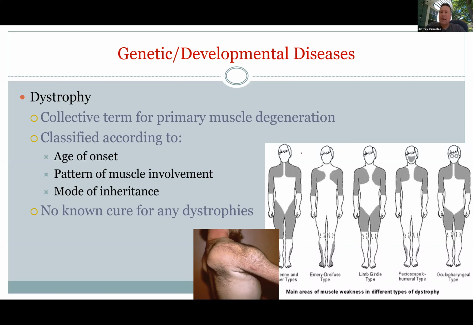There are so many different types. It's genetic, so it depends what the mutation is. They can identify that and figure out what type you have. Some come on early, some come on later, and it depends which muscles are involved. And again, no cure.